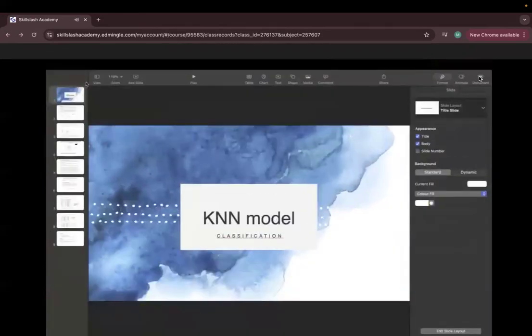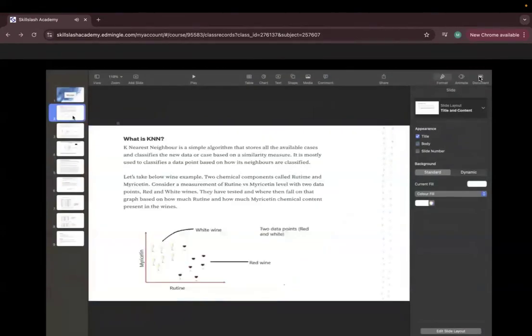K nearest neighbor classification. This is KNN. As I told you, it is classification type of data. Then numbers are not going to come into the picture. What is going to come into the picture? The categories or category.